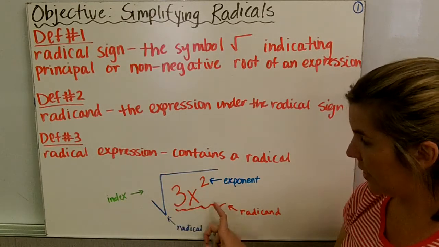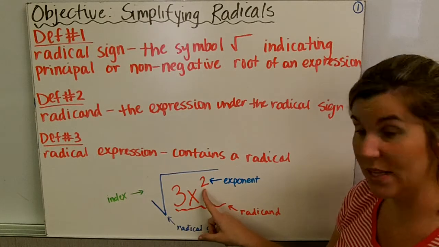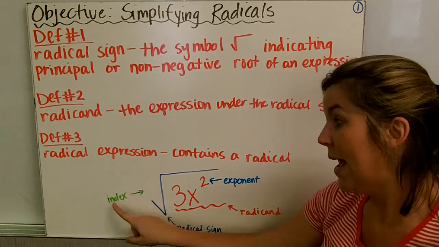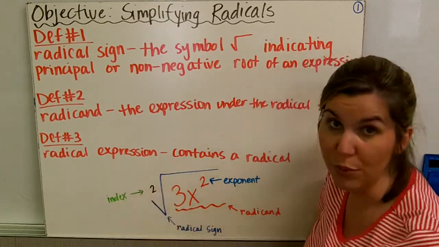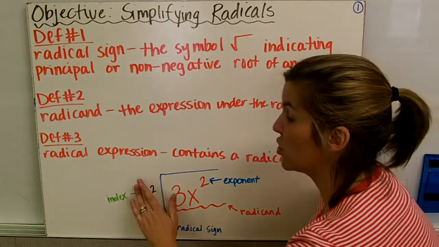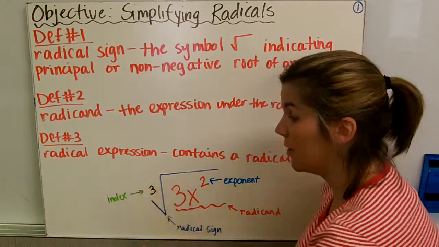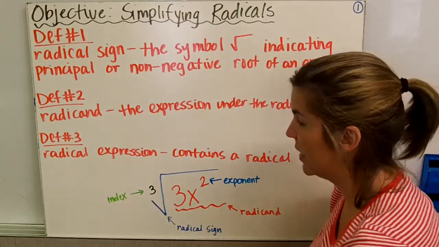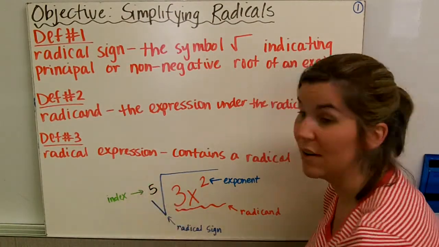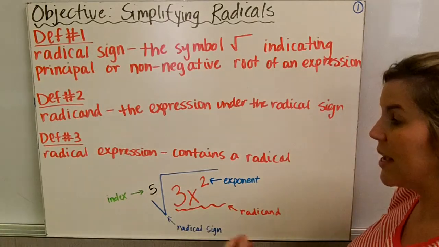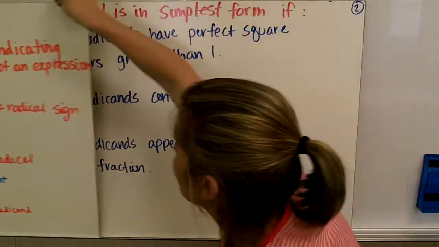Here you have a radical sign. The piece underneath is called the radicand. This little number 2 is an exponent, and the index, if you don't see it, it is 2. It's invisible, so that means it's a square root. It could be another number, maybe it's 3. Now it's a cube root. It could be a 5, and that would mean the 5th root. It can be any number called the index.